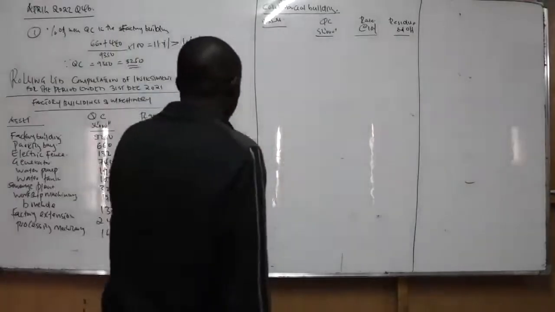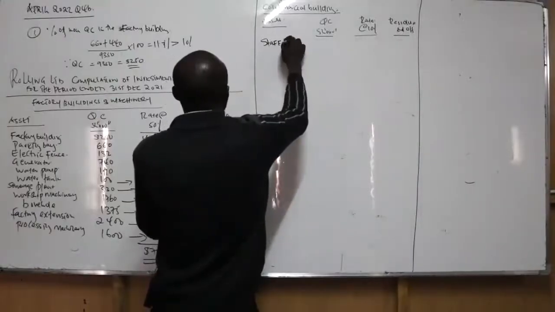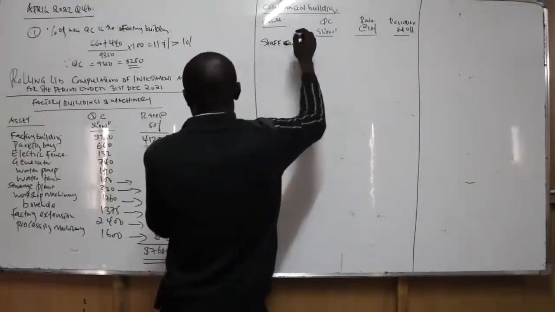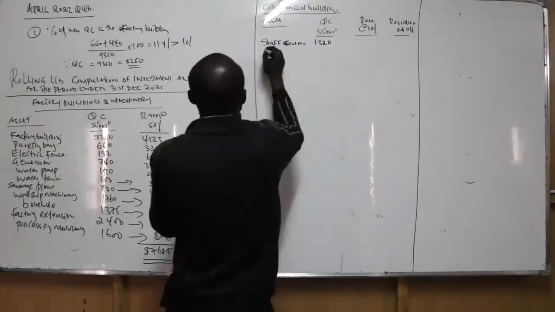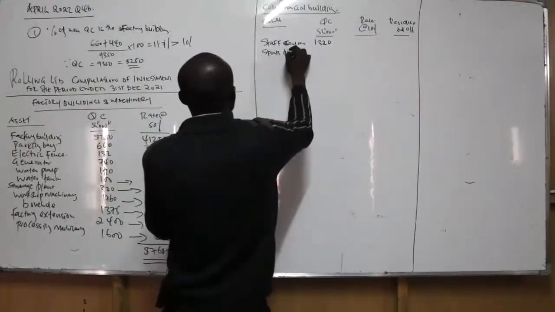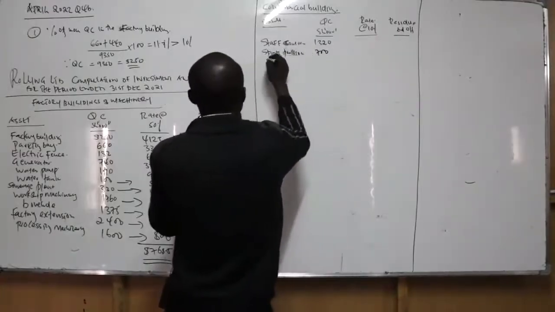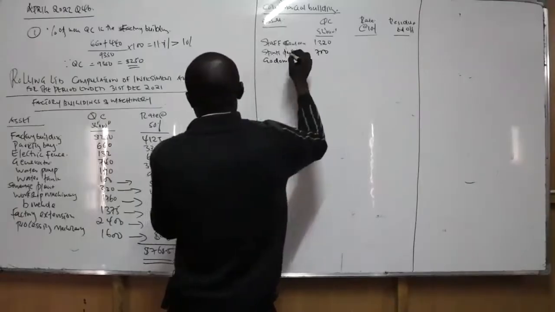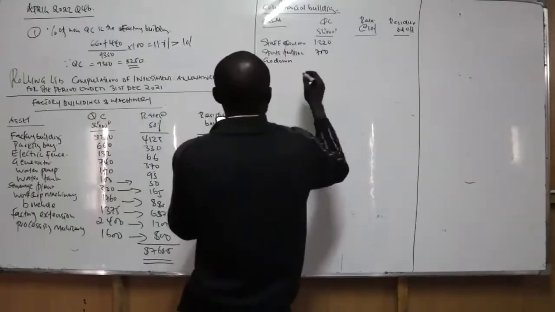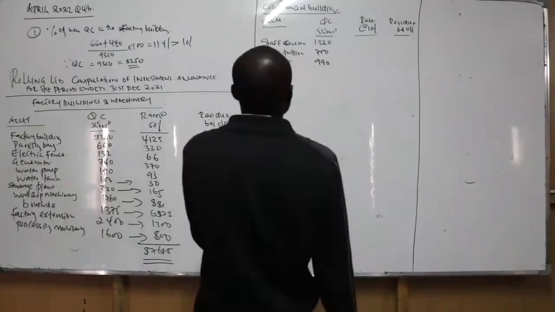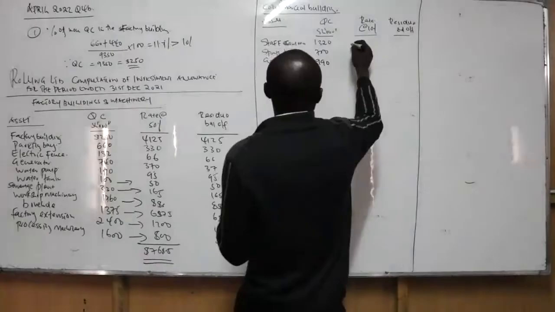At the onset of the statements, we have a staff canteen. The cost is 1320. And then we have sports pavilion. The cost is 700. And then we have godown. The cost is 990. We have others. So this one we're going to claim at 10%.